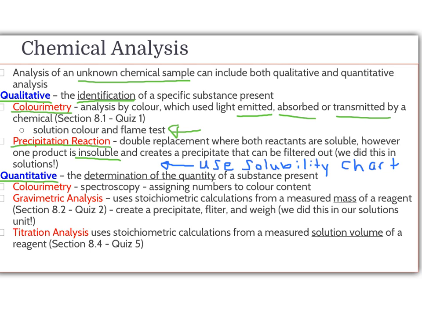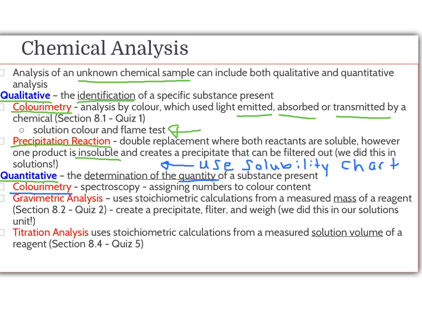When we're doing quantitative chemical analysis, we're determining the quantity of the substance that is present, which means we're trying to figure out how much of that substance is present. There's three main ways that we can do this. Again, the first way is colorimetry.